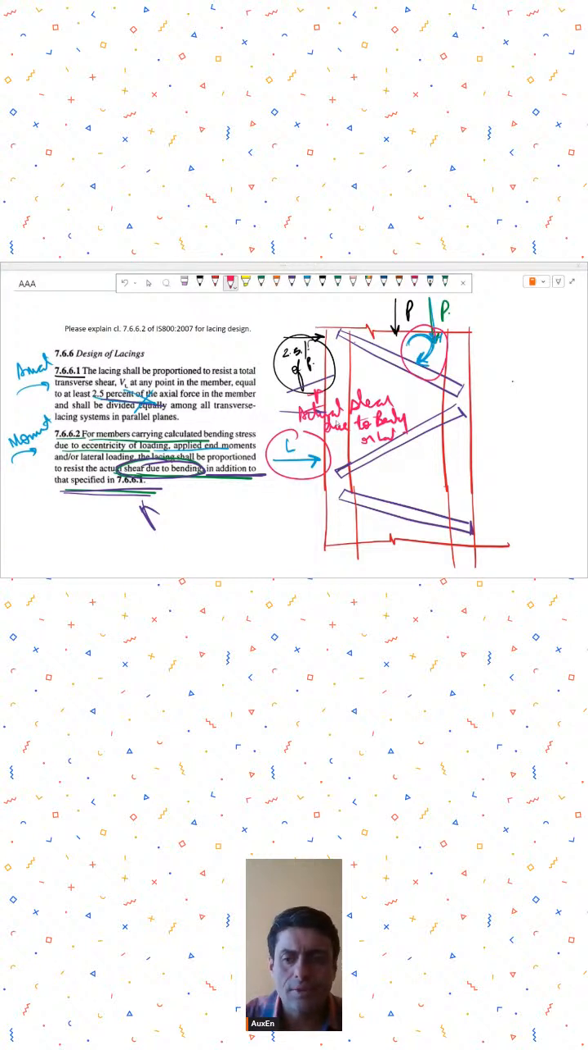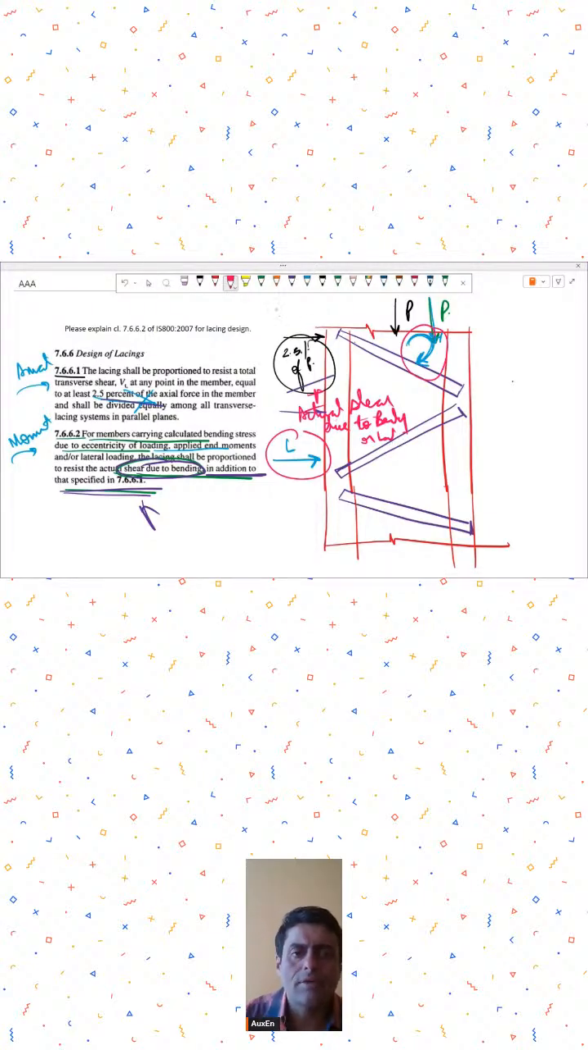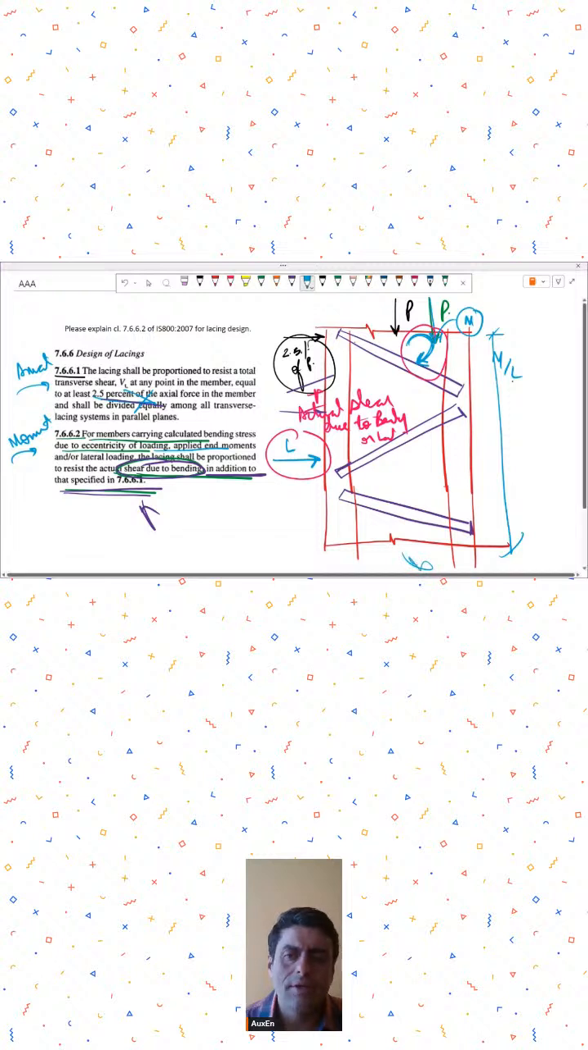Then the next query is, okay, how to calculate if you have the bending moments given. If you have the bending moments, how to calculate shear? You can do M over L to get the shear force, and then L means the length between which the bending moment is getting applied, and accordingly you can calculate shear.